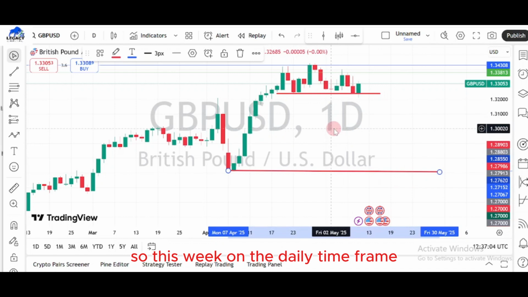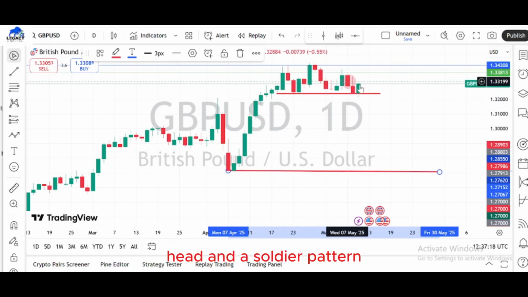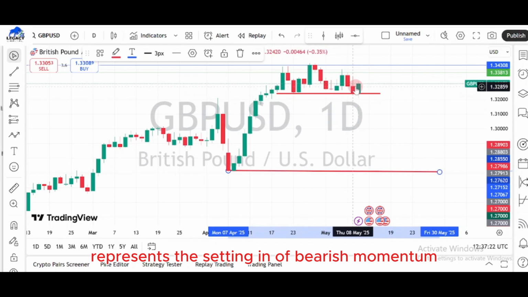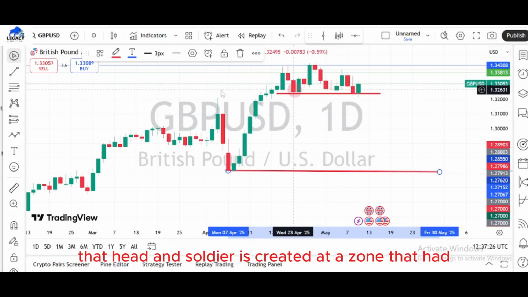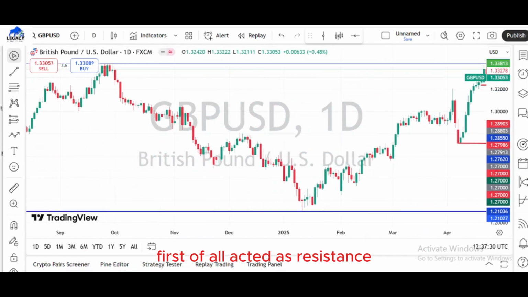So this week on the daily time frame, we are taking an overall bearish bias for the Great Britain pound United States dollar for two to three reasons. The first reason is that the market has created a head and shoulders pattern, which structurally represents the setting in of bearish momentum.